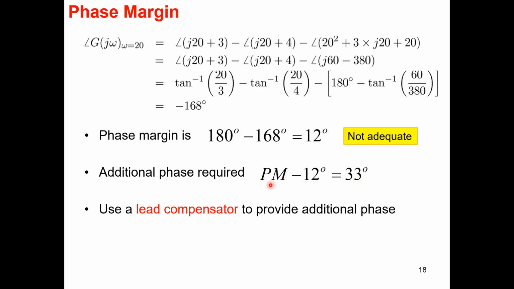And how can we do that? How can we add phase to the plant? Can somebody answer that question, please? How can we add phase to the plant?